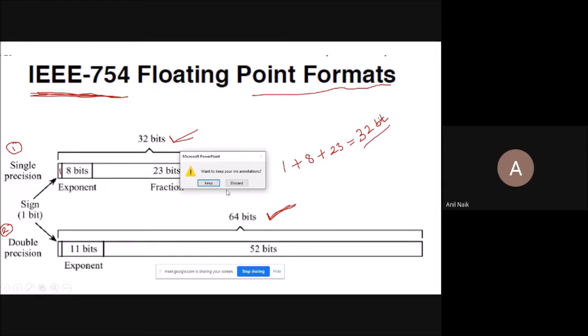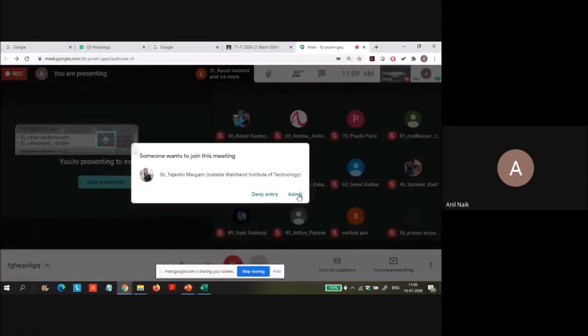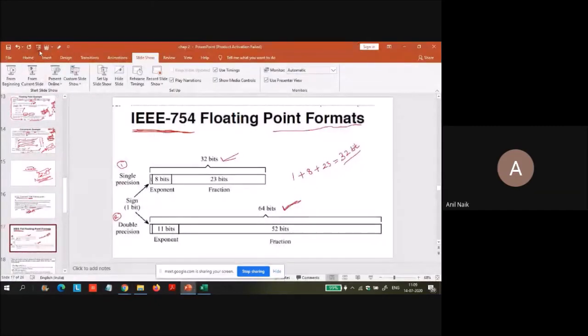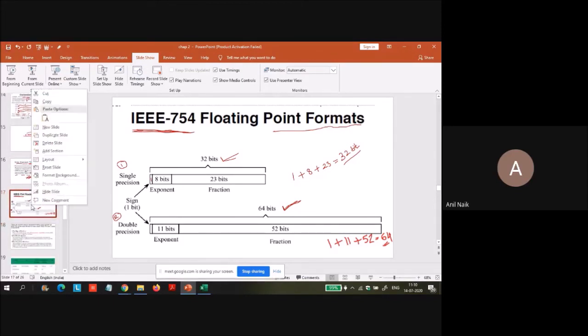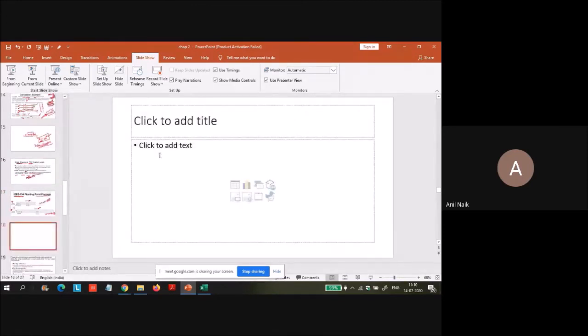Similar to that, in double precision, one bit for sign, 11 bits for the exponent value, and 52 bits reserved for the fraction part. So how many total? 64-bit representation. Okay, so that is about the single precision and double precision data representation.